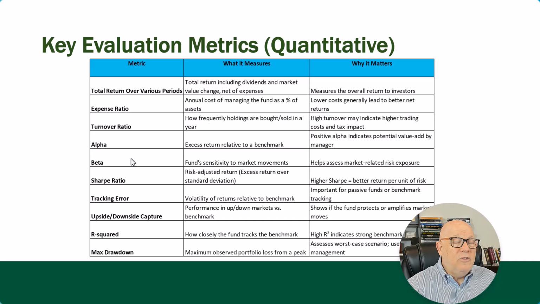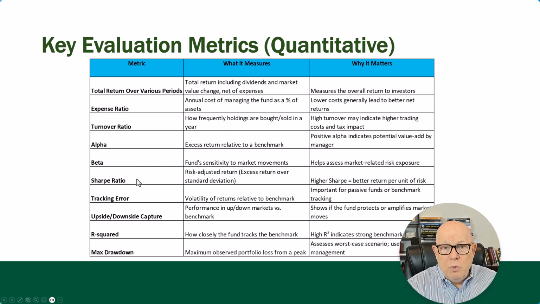If you buy a fund that has a beta of 1.2, that means it's going to be a little more volatile than the market. If you buy a fund that has a beta of 0.8, that means it's going to be less volatile than the market. So that's a measure of risk.